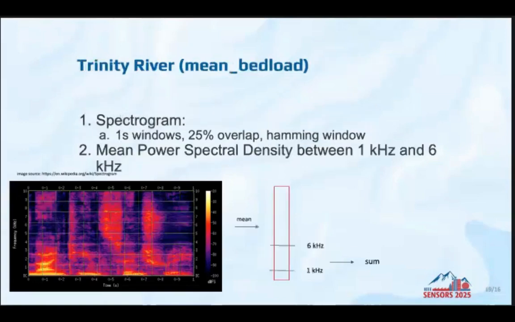The second feature is based on the paper written about the Trinity River, which is a really large scale study where they mapped the acoustic signature of these features onto a whole bunch of different direct samples to make a mechanistic model based on the audio signature. This is a spectrogram as well, except the feature is the mean of each frequency band, summed between 1 kilohertz and 6 kilohertz. That single number is your feature.